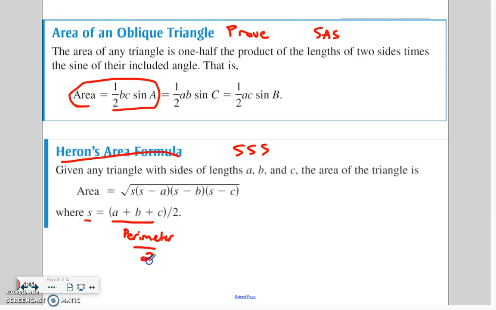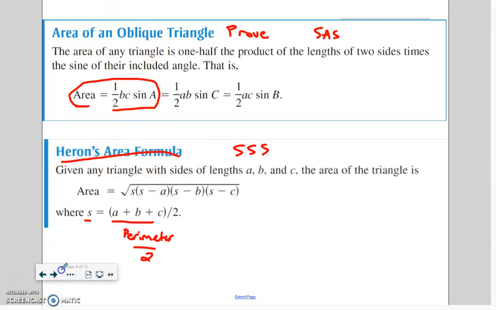being divided by 2. There's your 1/2. Your S is taking care of this 1/2 part, taking the perimeter of that value. And that gets replaced in this formula. So it's S minus A, whatever the side length you want, S minus B, whatever side length you designate as B, times S minus C. And then you just take the square root of that. To me, I don't like this formula. Like I said, I'm going to find the oblique one.